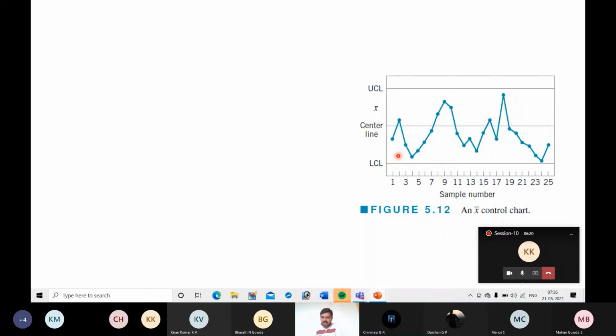So you can see there are 25 samples taken from a lot. It may be a lot of 1000 units. A company has manufactured 1000 units of a component in a shift. Now, in order to evaluate the quality of the components manufactured in that shift, the company has chosen 25 samples, and it has plotted the control chart.